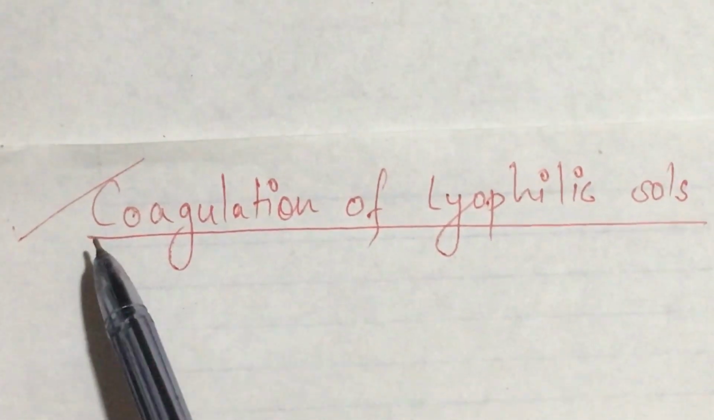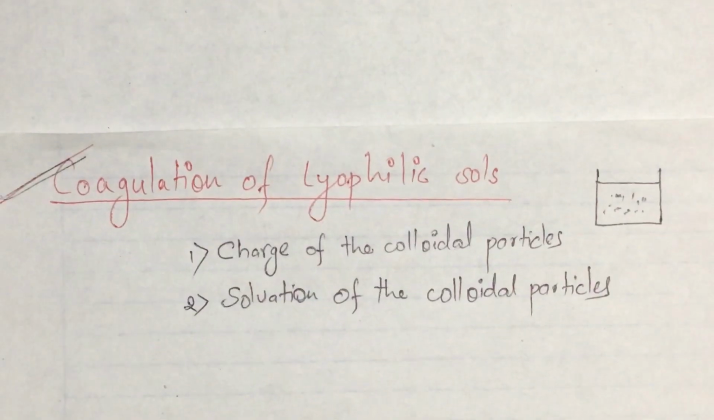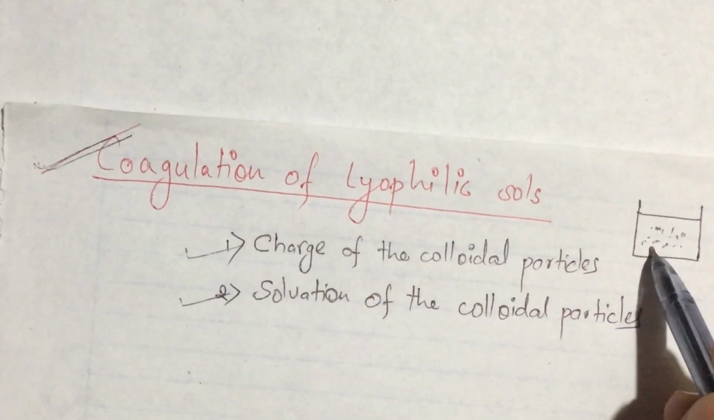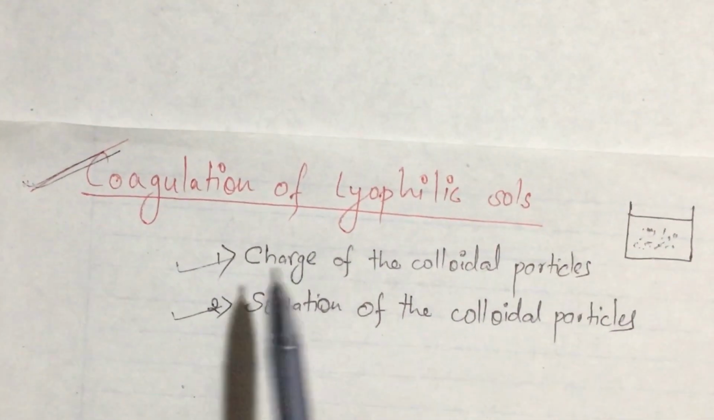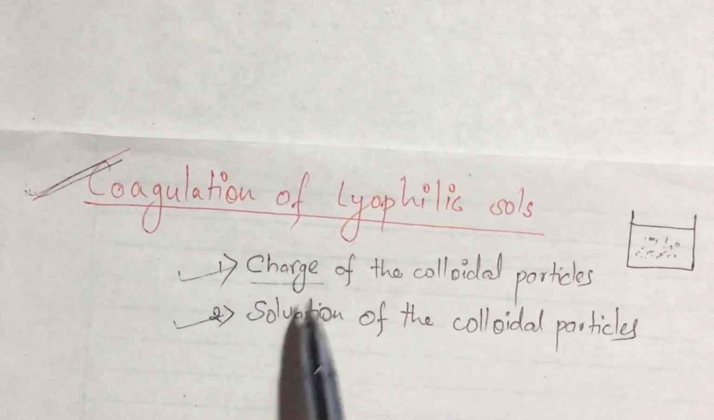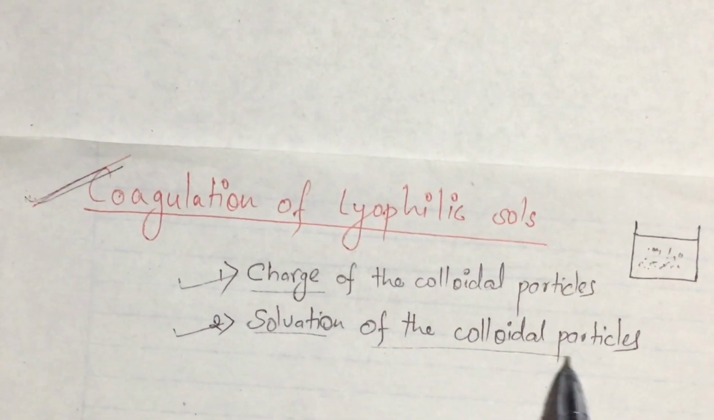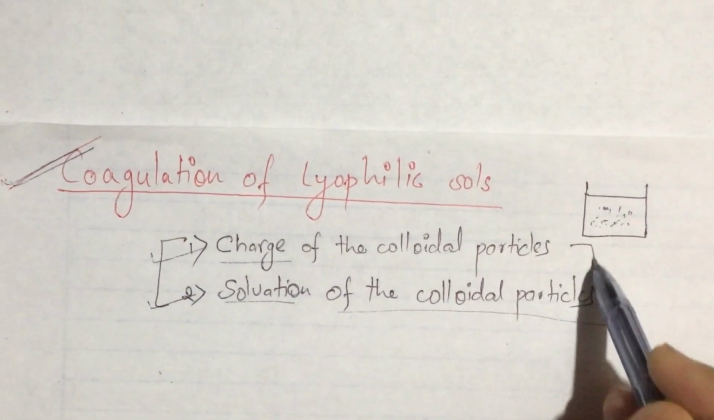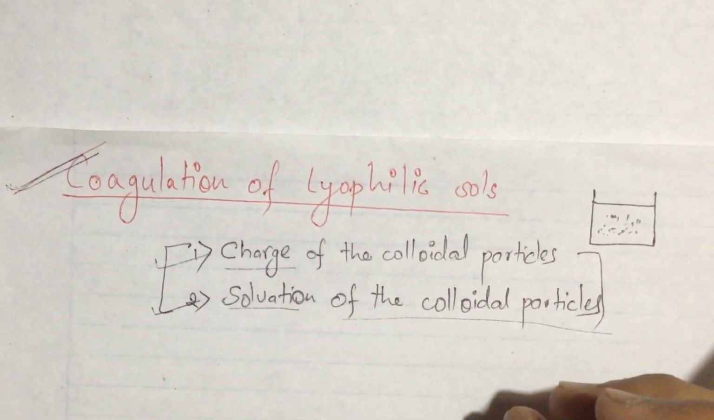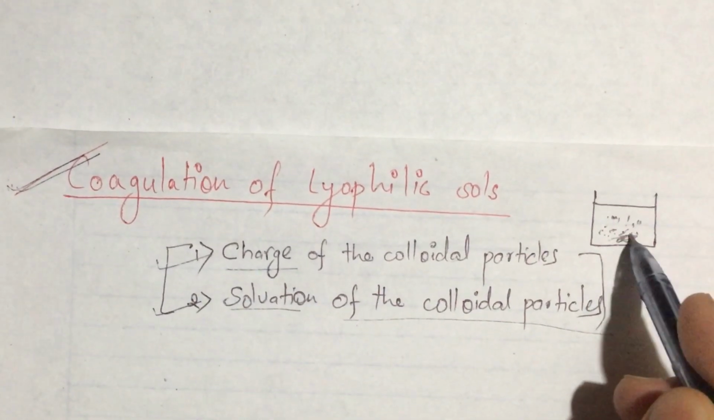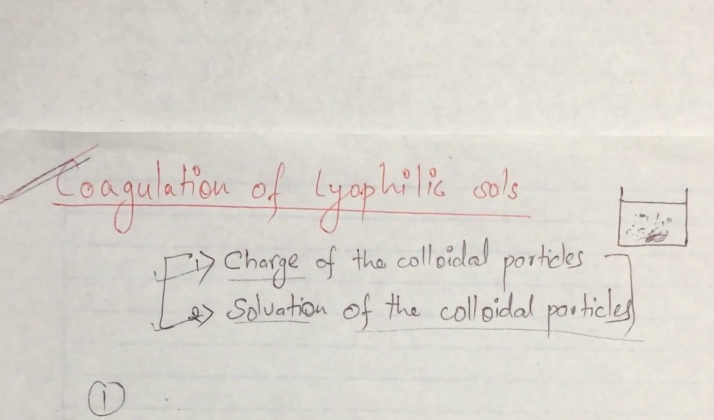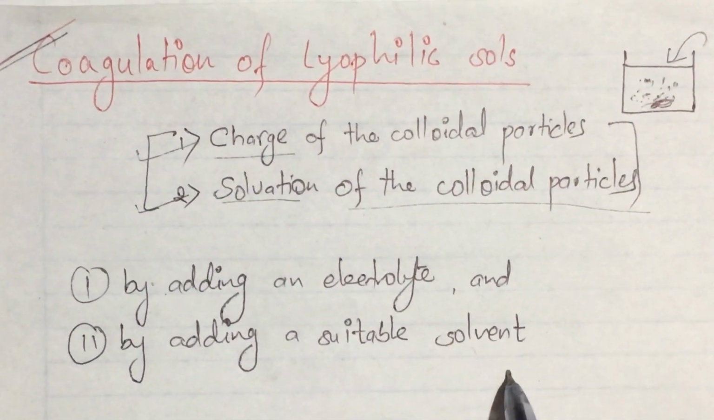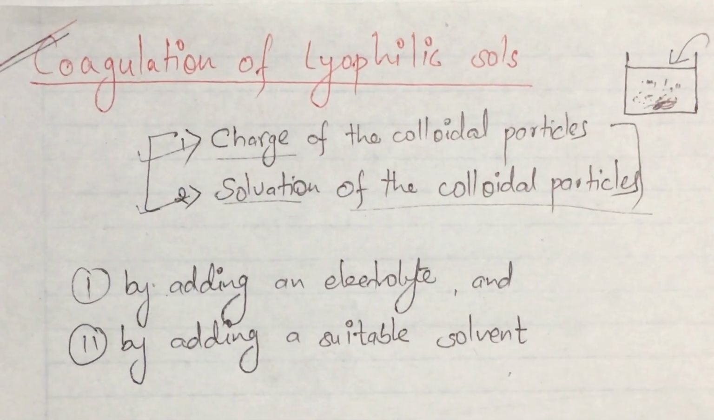Let's discuss the coagulation of lyophilic sols. There are two factors which are responsible for the stability of lyophilic sols. These factors are charge and solvation of the colloidal particles. When these two factors are removed, lyophilic sol can be coagulated. This is done by adding electrolyte and by adding a suitable solvent to a lyophilic sol.